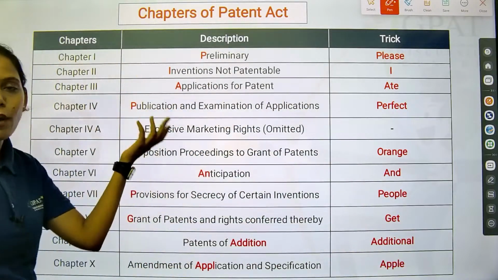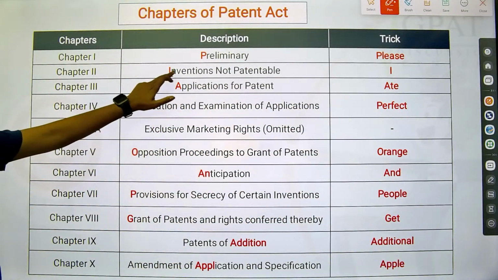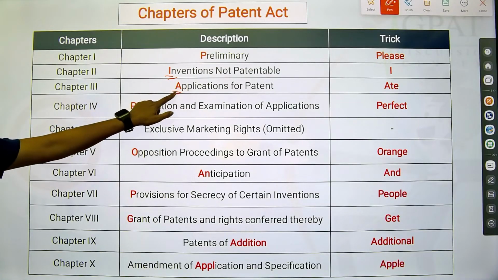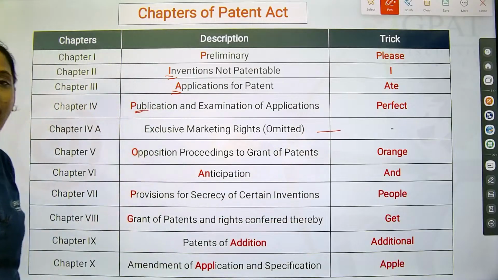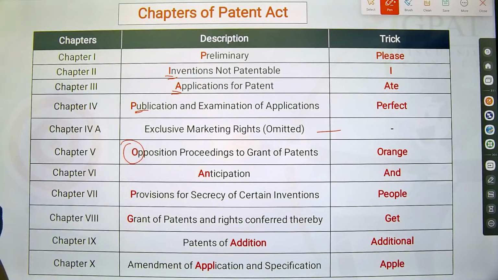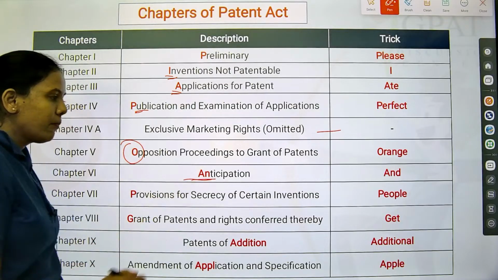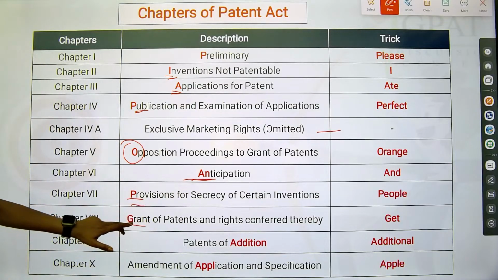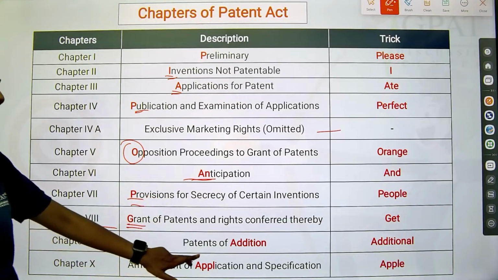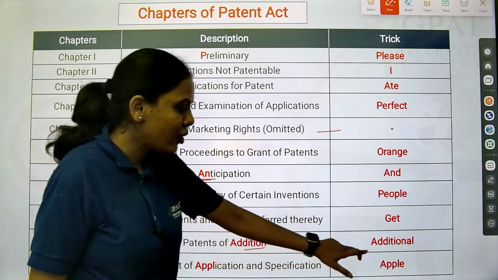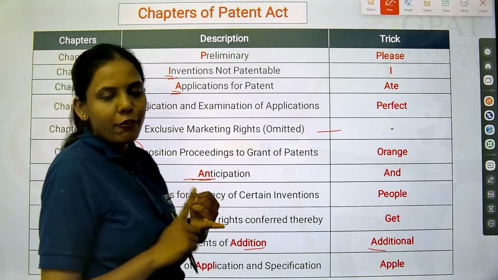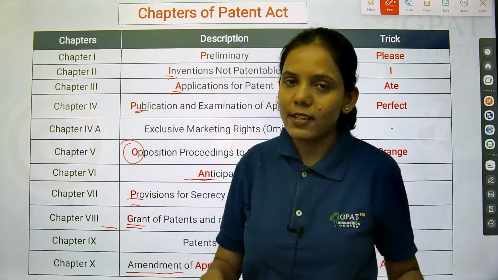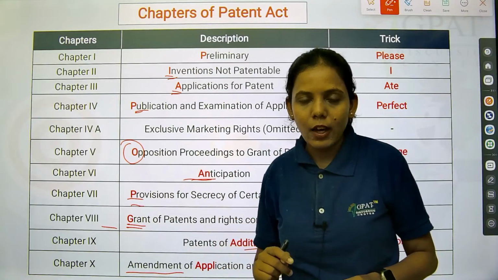Okay, so P stands for preliminary, basic. I stands for invention. A stands for eight. P stands for publication. Because this is omitted, we have not given any trick here. O stands for orange, that is opposition. AN stands for anticipation. P stands for provision. G stands for grant, that is get. Patents of addition. Addition means additional. And apple means the application and specification or the amendments. Okay. So if you remember, please I ate perfect orange and people get additional apple. That's it. Simply, if you write it down fast, you can identify.